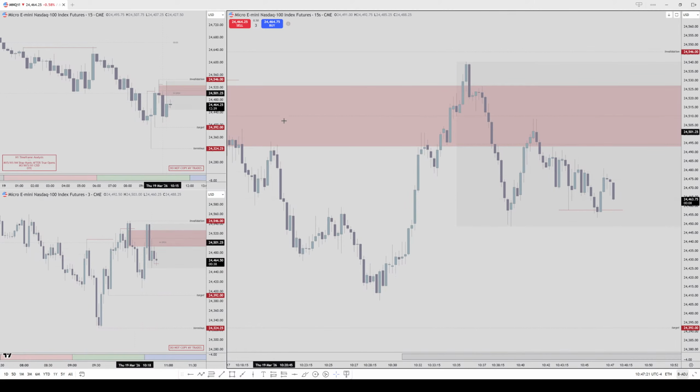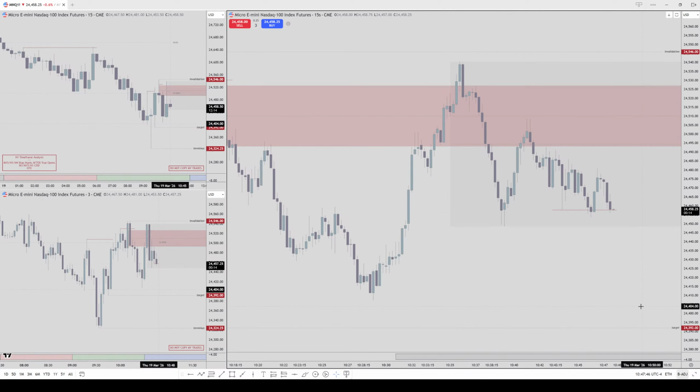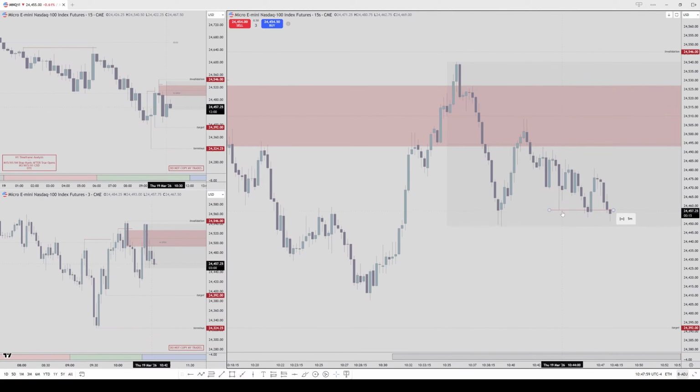The current profile that we're in is accumulation. Pretty clear, right? From the 3 minutes and the 15. We're moving sideways. I would prefer price to take out this low rather than just this low right here.